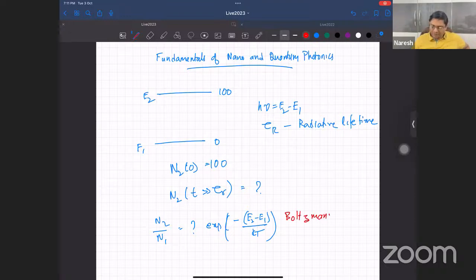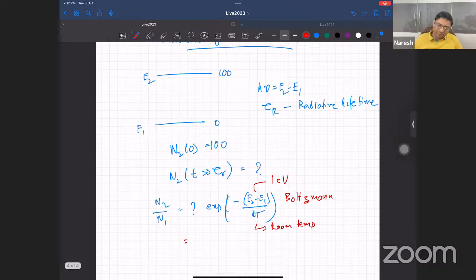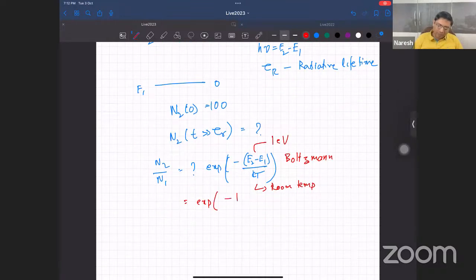If E2 minus E1 is, for the sake of it, 1 eV, and this is room temperature, what will be N2 by N1? It will be exponential of minus 1 eV divided by kT. How much is kT in eV? 26 meV, right? Let's call it 25 meV. So roughly it will turn out to be exponential minus 40. What does it tell us? It tells us that most of the atoms are in the ground state at room temperature for this particular scenario. Agree with me, Ghosh?